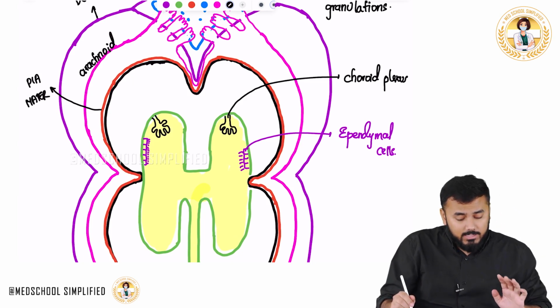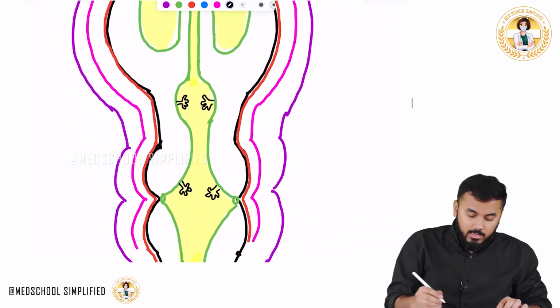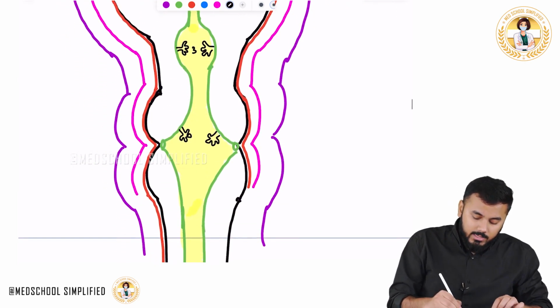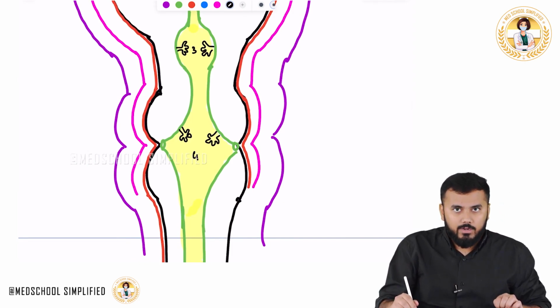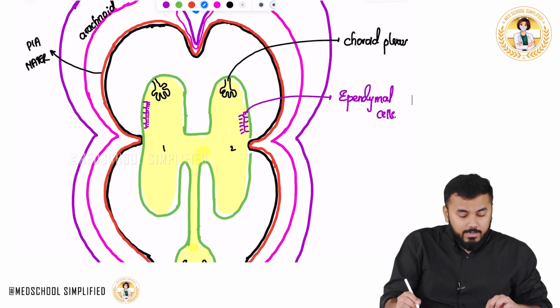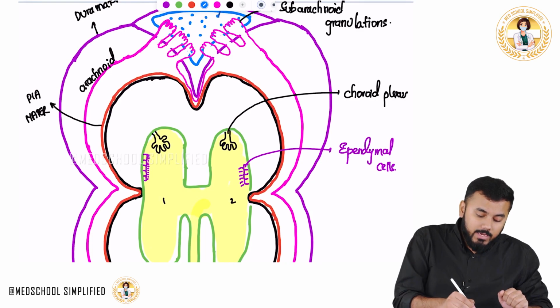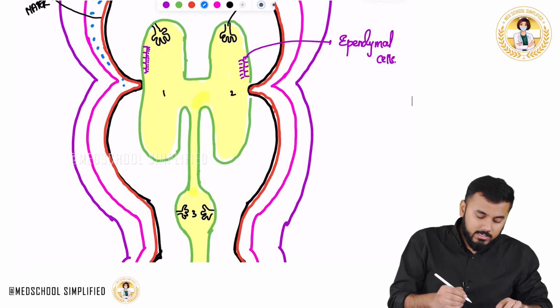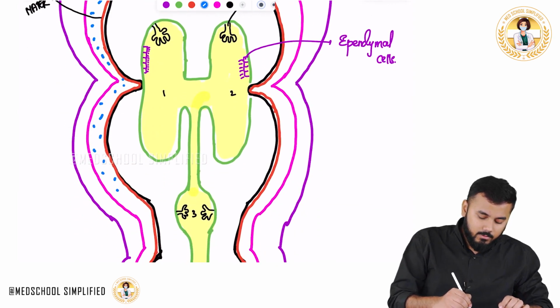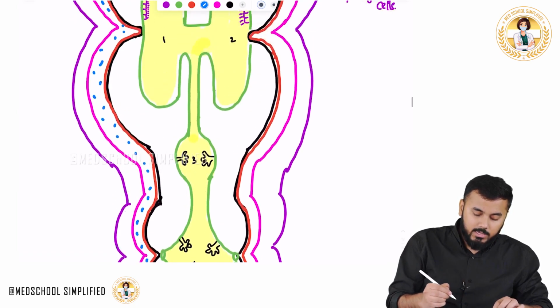And where is your cerebrospinal fluid? By the way, this is your first ventricle, this is your second ventricle, and all of you know that this is your third ventricle and this is your fourth ventricle. We have four ventricles. And next important thing is that all of you should know where the CSF is present. The CSF is mainly present in the subarachnoid space. You see, this is the subarachnoid space, and the subarachnoid space has your CSF.